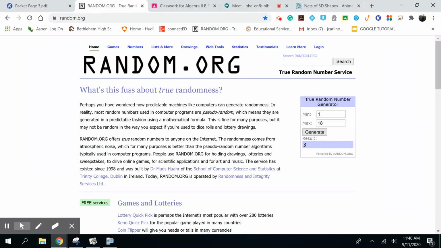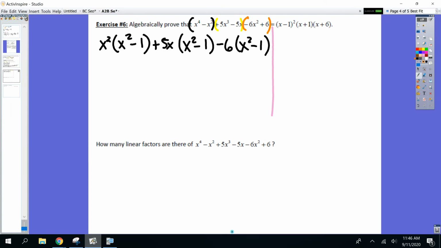Just because there's 3 of them, the rules don't change. Mason, what can I take out of what's in common in all 3 of those things? The x squared minus 1. Yep, so I'm just going to take that out. And then in the next parenthesis is everything that's left. What's everything that's left, Mason? It's x squared plus 5x minus 6. Yep.